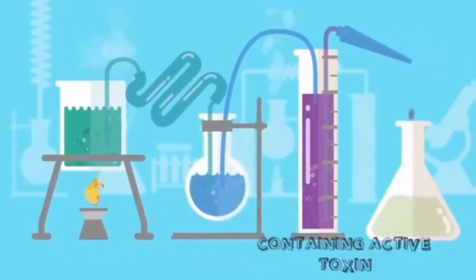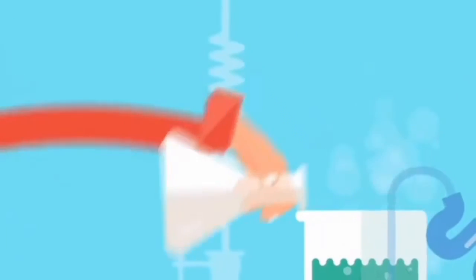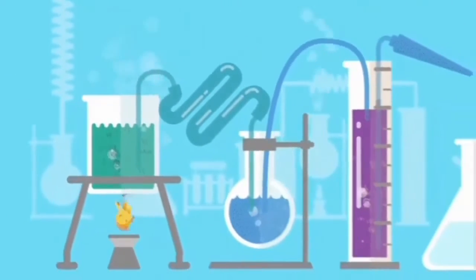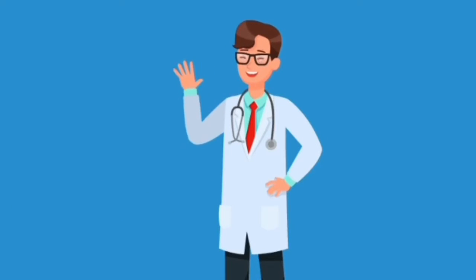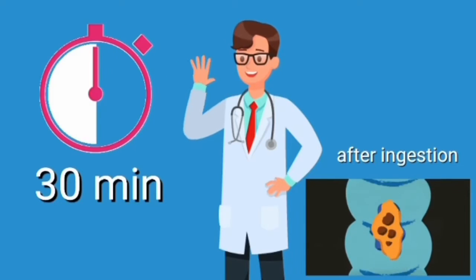Ingestion of a food containing active toxin, not viable microbial cells, is necessary for poisoning, except for infant botulism, in which viable spores need to be ingested. Other than that, symptoms generally occur quickly, as early as 30 minutes after ingestion.